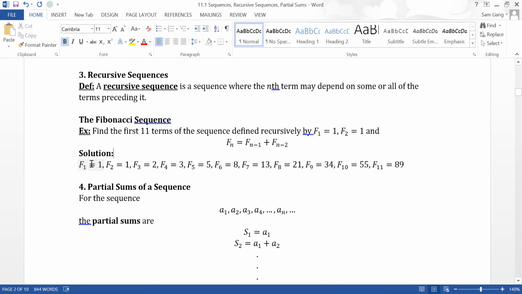Okay, so f sub 1 and f sub 2, those are given, right? And then f sub 3, that's the sum of the previous two numbers, which is going to be 1 and 1. 1 plus 1 is just 2. And then f sub 4 is f sub 3 plus f sub 2, which is 3, right? And then f sub 5 is 5 because it's 3 plus 2. F sub 6 is 8 because it's 5 plus 3. And at this point, you get the point. It's going to be 13, 21, 34, 55, and 89. So 89, that's 55 plus 34. That's f sub 11. And these are the first 11 terms of the Fibonacci sequence.